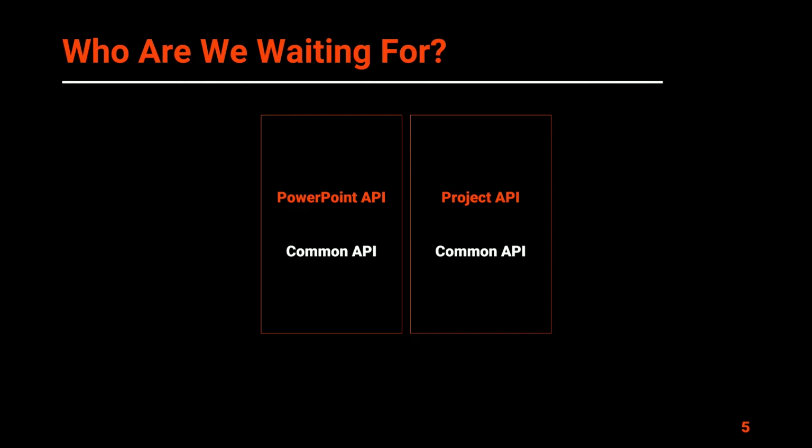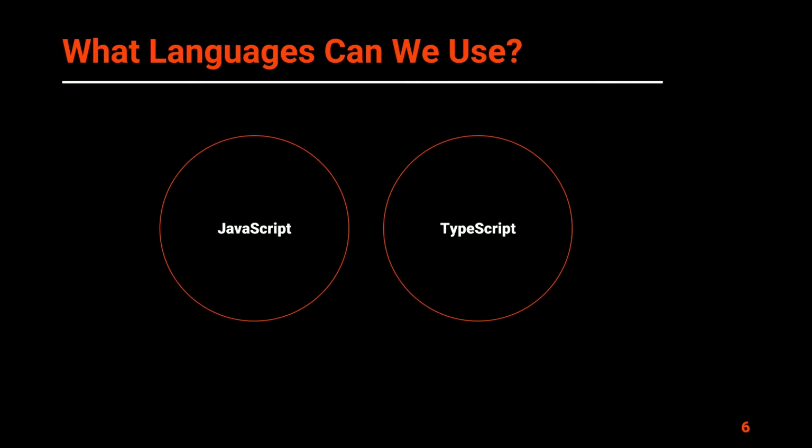Which ones are we waiting for? PowerPoint. Right now, you cannot really do much with PowerPoint. There is a common API, so we can use the common Office API in PowerPoint, but there is no host-specific object model yet for PowerPoint. This obviously will change in the future. However, at this point, it does not exist. Same with Project. If you were writing VBA for Project, unfortunately, there is not a host-specific API for the Project application. That will come down the road. However, at this point, it is not there.